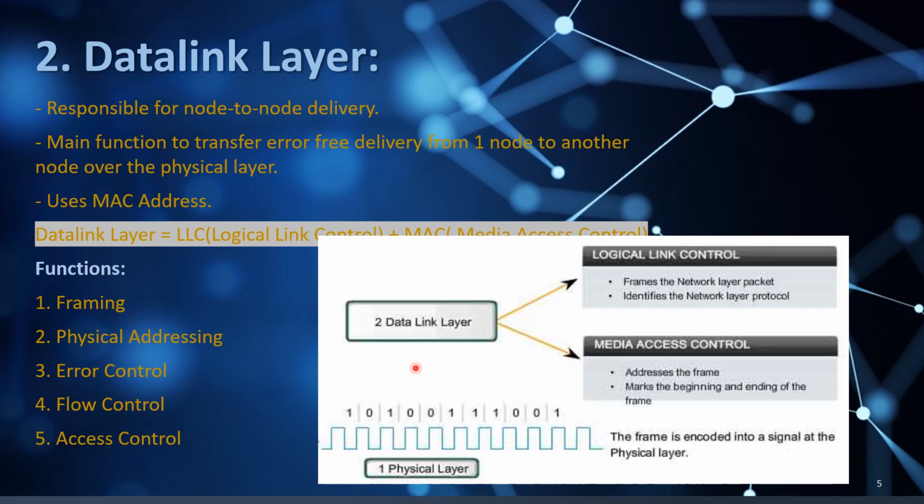Once data is received from the network layer, it's sent by using the MAC address. If data is to be sent to the physical layer, the frame is encoded into signals in the form of zeros and ones, because the physical layer understands only zeros and ones. It is then decoded into zeros and ones, which are bits, and sent to the physical layer. This is about the data link layer.